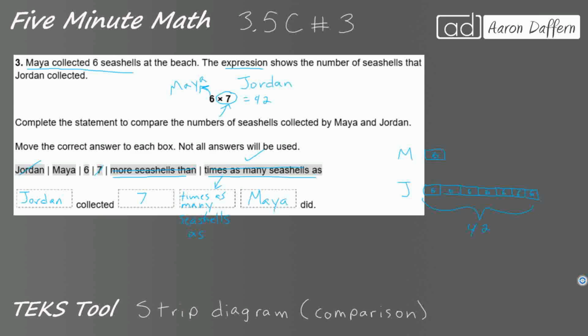So let's see if this makes sense. Jordan, remember the times 7 is Jordan, collected 7 times as many seashells as Maya did. So we don't need this 6. That's our answer.